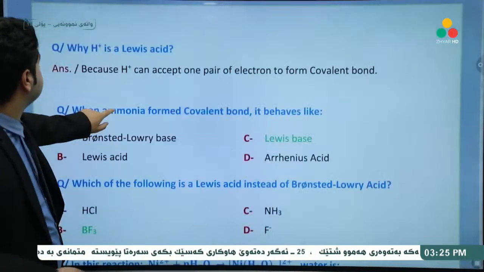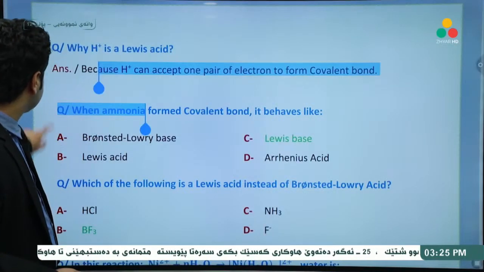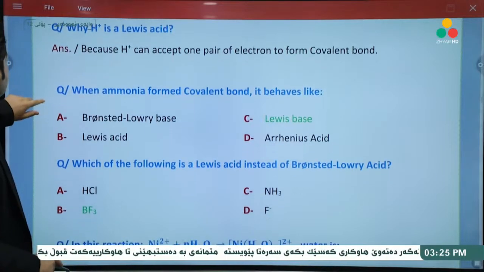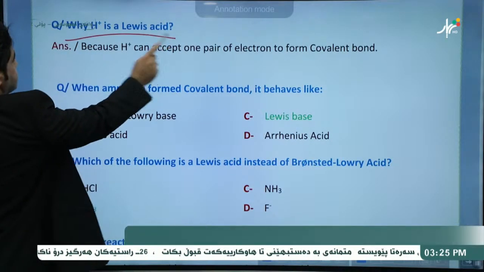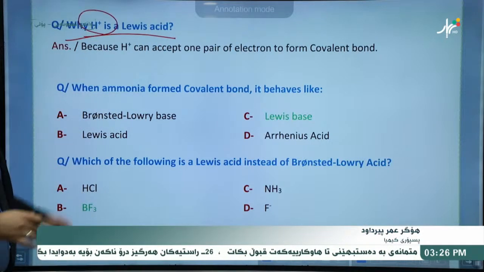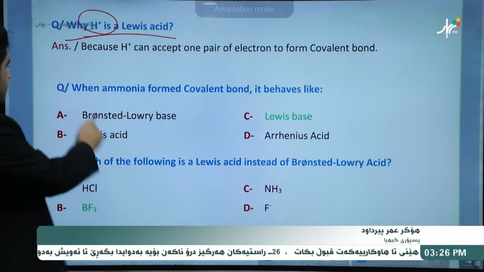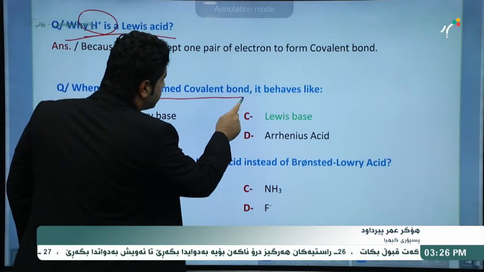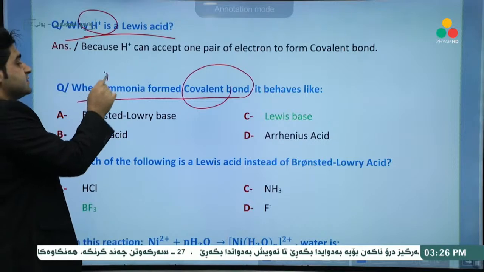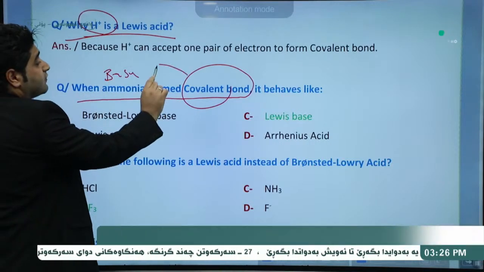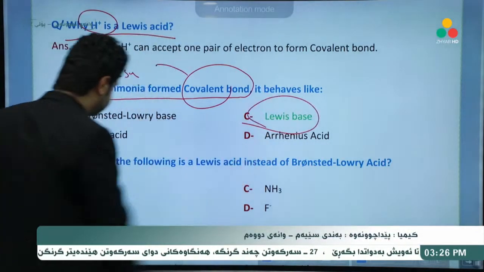Let's see if we have some equations. Yeah, we have those equations. So we have those questions. Look, why is H plus a Lewis acid? Because it can receive a pair of electrons to form a covalent bond. It's very easy. When ammonia formed a covalent bond, because it mentioned a covalent bond, ammonia we know that it's base, and it formed a covalent bond, so it's Lewis base.